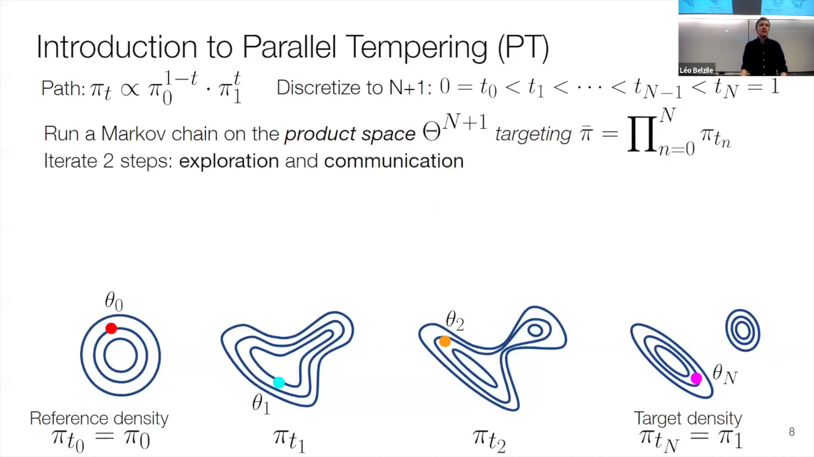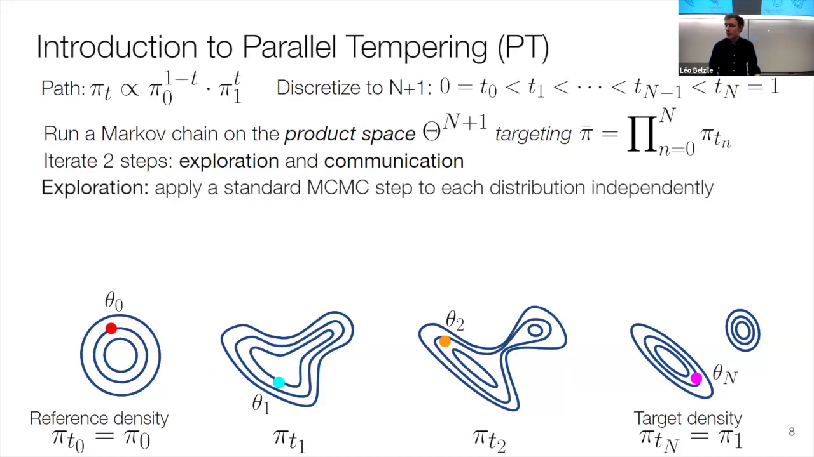Parallel tempering in this context has 2 steps. One is called exploration, and one is called communication. Exploration is a bit easier to cover, so let's do that first. In exploration, I'm going to apply a standard MCMC step to every one of the distributions on my path. I'm going to do this independently without any communication. So for example, I might use Hamiltonian Monte Carlo to move each one of these samples around on its respective target and update the sample values in that manner.